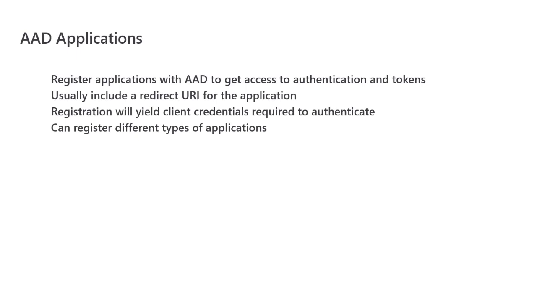resources we need. So usually when we register our application, we include what's called a redirect URI. This is telling Azure AD that once we authenticate, this is where we need you to send us with all the tokens and credentials we need. Now, once we register, we'll get client credentials, specifically a client ID, that we're going to need to actually set up the authentication. And you'll see today that we'll register 2 different types of applications, but it's more than just those 2 different types of applications.